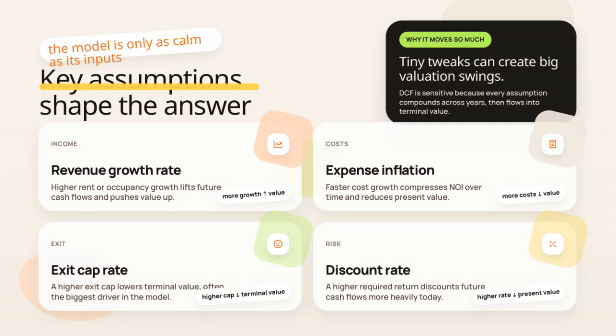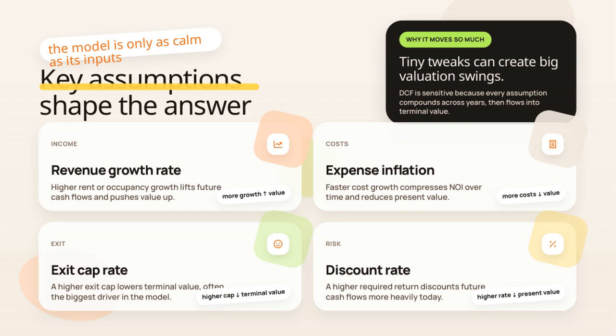When we look at key assumptions in a discounted cash flow model, it's important to remember that the model's output is only as reliable as the inputs we provide. Small changes can cause big swings in valuation because every assumption compounds over the years and then feeds into the terminal value. Starting with income, the revenue growth rate plays a crucial role.